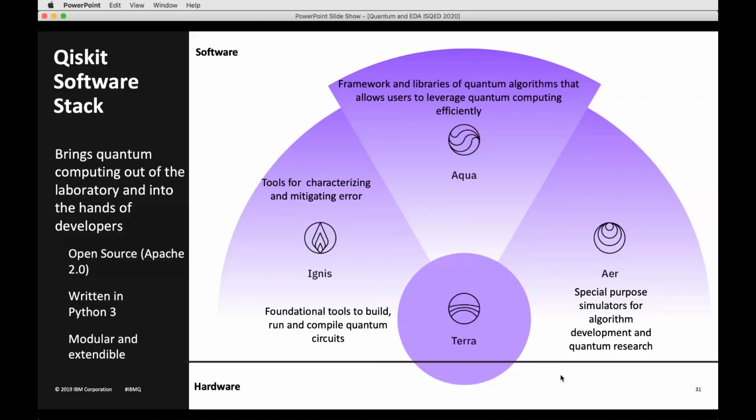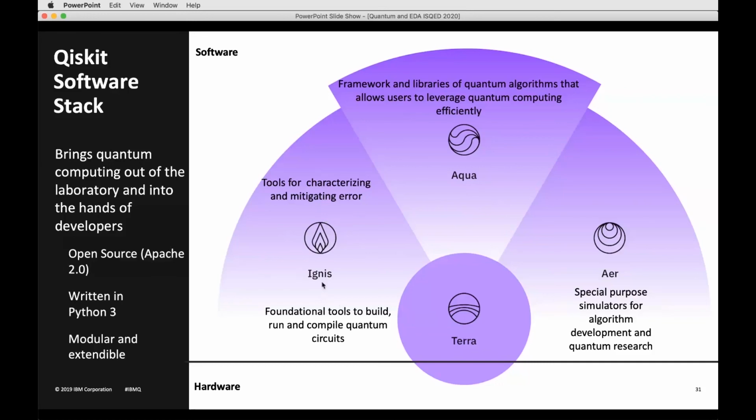Other key layers in the Qiskit are what we call the Aqua layer, which is a whole bunch of higher level libraries that people use to basically execute financial optimization, machine learning type of algorithms, and I'll talk about that in a few charts. And then there is the Ignis layer, which allows you to kind of to characterize and mitigate some of the errors.